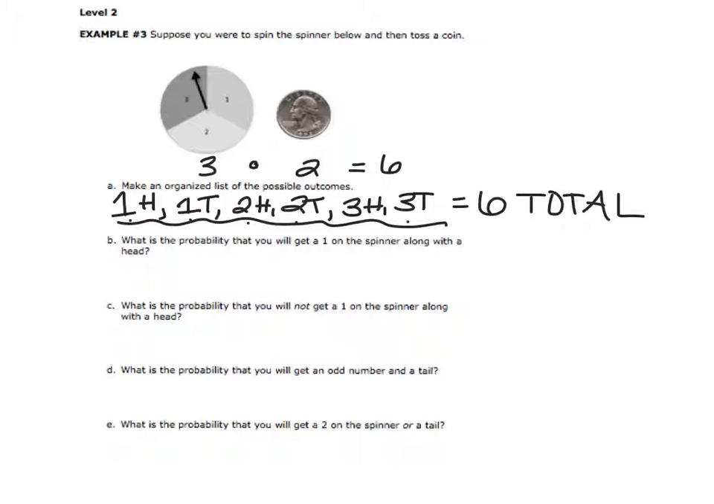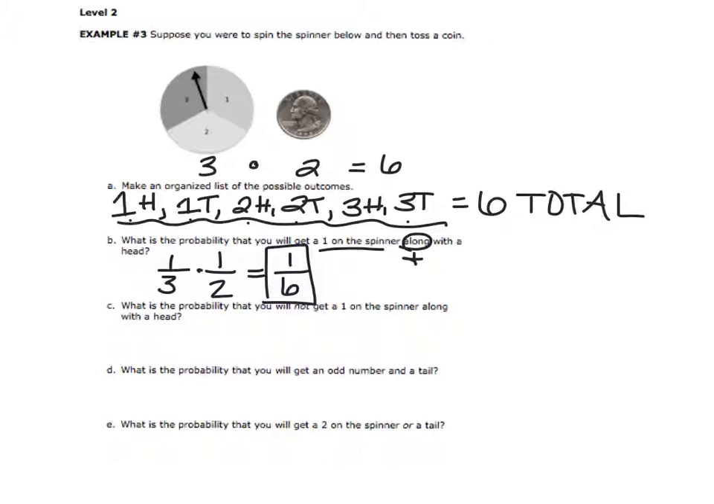In B, it says, what is the probability that you get a 1 on the spinner along with a head? So we're going to break these up. A 1 on a spinner along, it's a fancy word for saying and. So a 1 on the spinner is a 1 out of 3. And the probability of getting a heads is 1 out of 2 on the coin. Because it's an and, we want these probabilities to happen together. So we're going to multiply the 2 separate probabilities to be 1 out of 6.